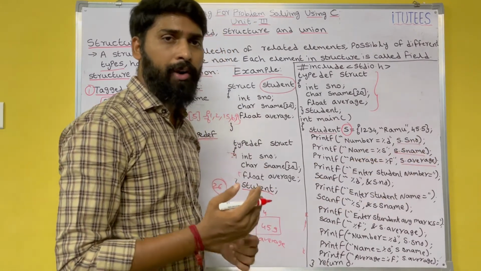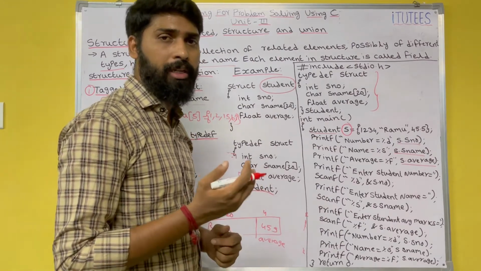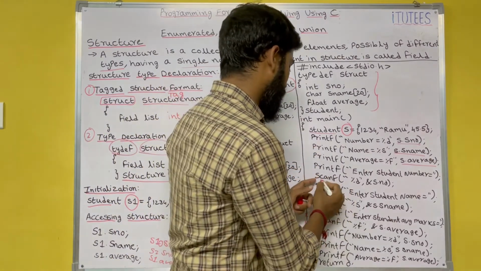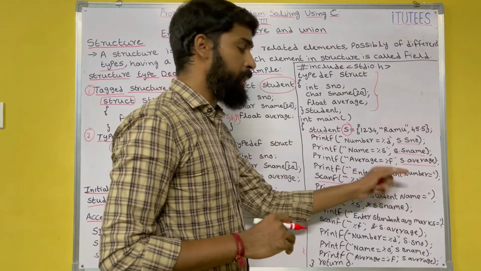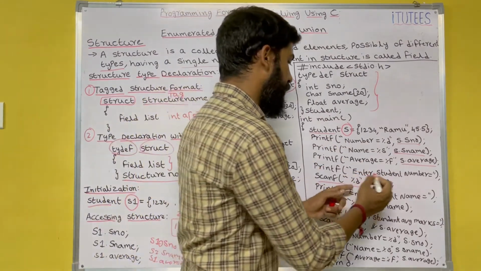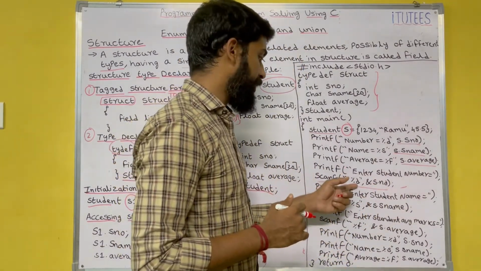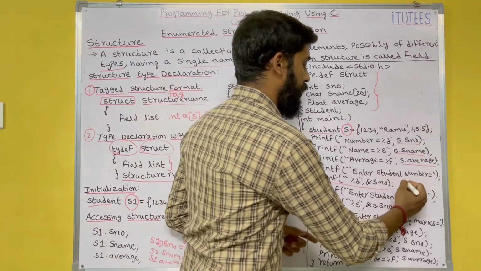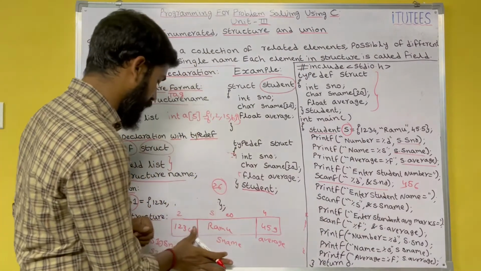Now I want to read the values from the keyboard. How? By using the scanf function. So "enter student number" is displayed on the monitor. After that, the cursor waits to read the data from the keyboard. So %d ampersand s dot s number. For example, I enter 456. Now this 456 is stored in s number.